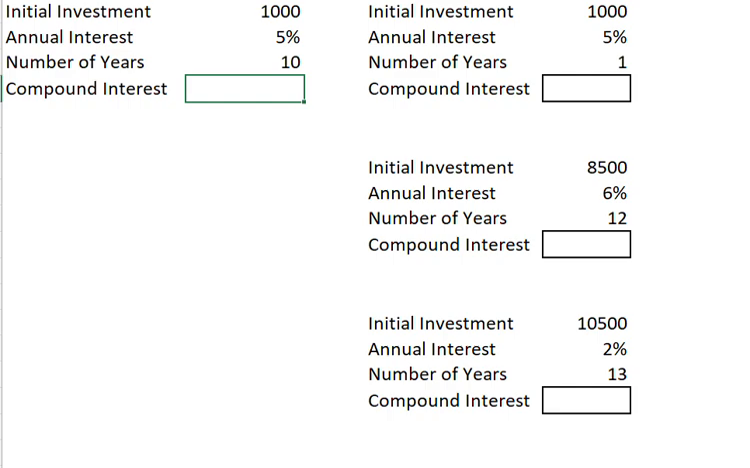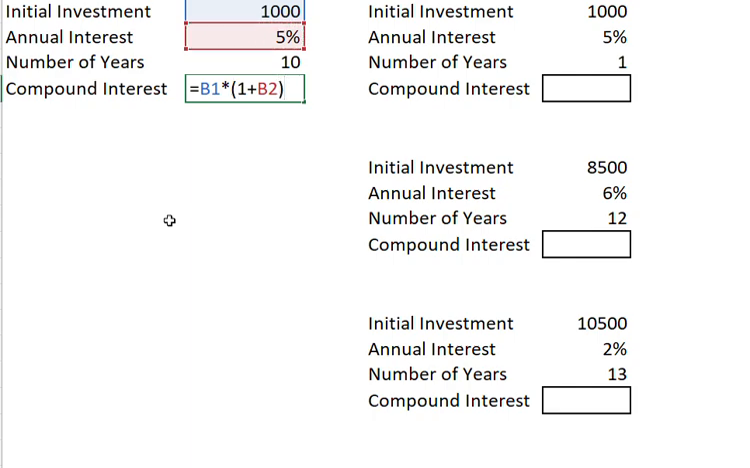Here we have taken the initial investment of 1000. The annual interest rate is 5% and the number of years is 10. So we will use the same formula. We will type equal to initial investment, multiply by, open the bracket, 1 plus, select interest rate, bracket close.